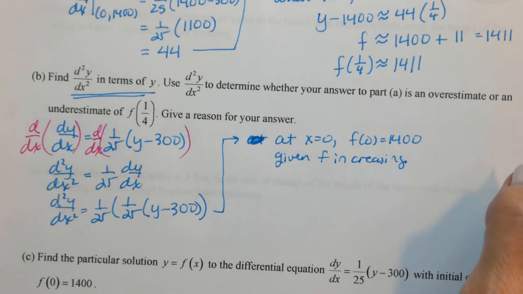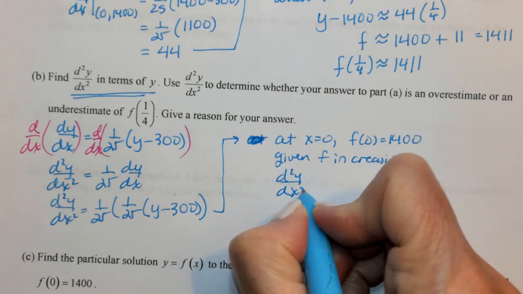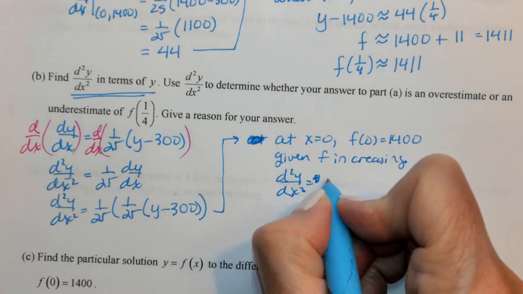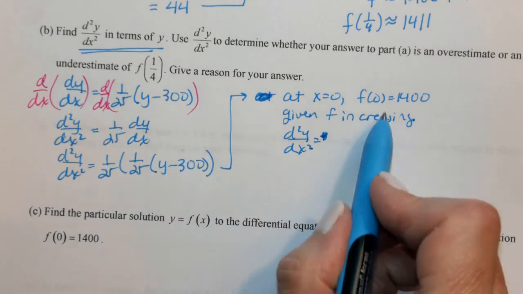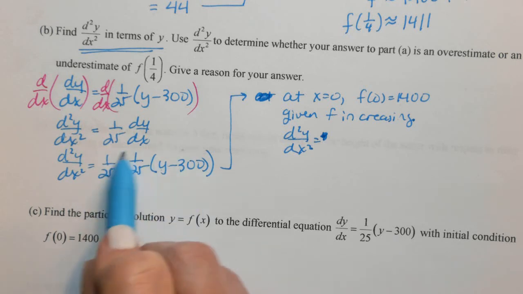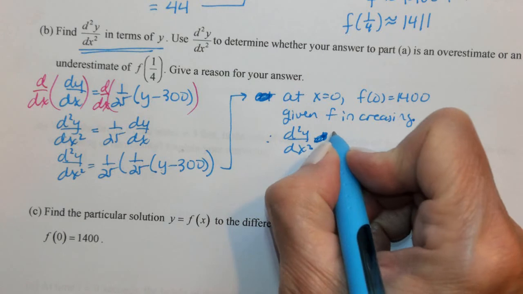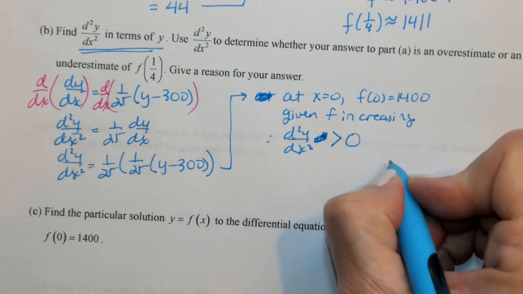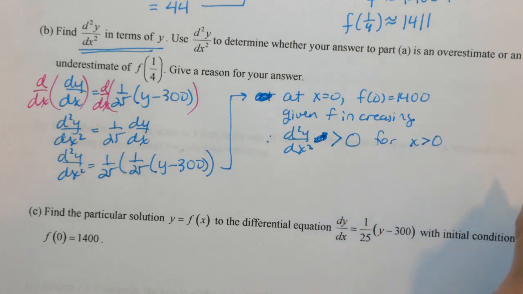Yeah? So the second derivative, if we put something bigger than 1400 in for y, we're going to get a positive. So that means the second derivative is positive for x bigger than 0. It has to be.